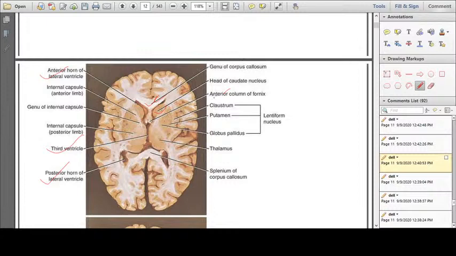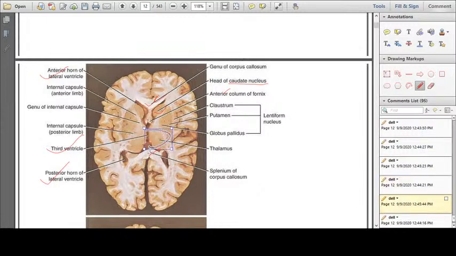So what are the structures that we can see? The head of the caudate nucleus, just below the anterior horn of the lateral ventricle. This is the genu of the corpus callosum. Okay, genu of the internal capsule. This one is the genu of the internal capsule. This one is the thalamus. This one is the splenium of the corpus callosum.